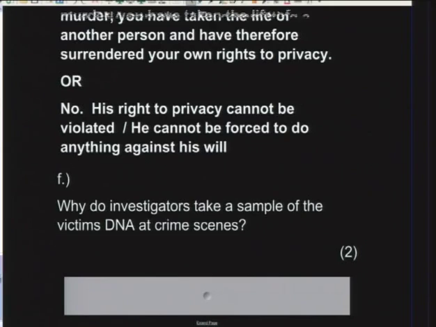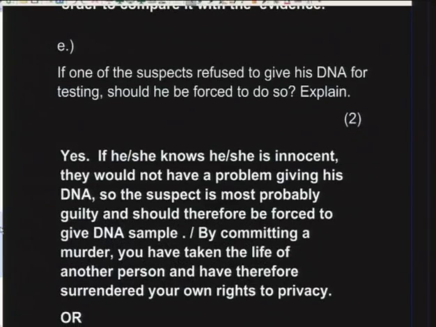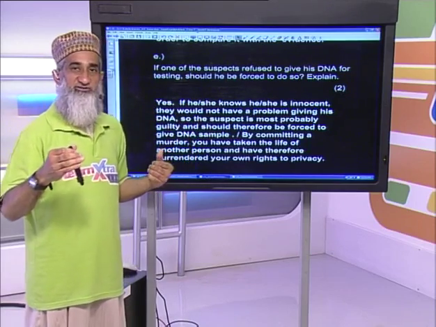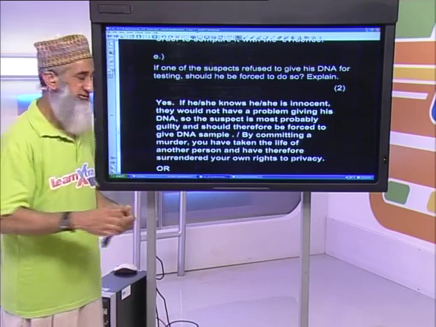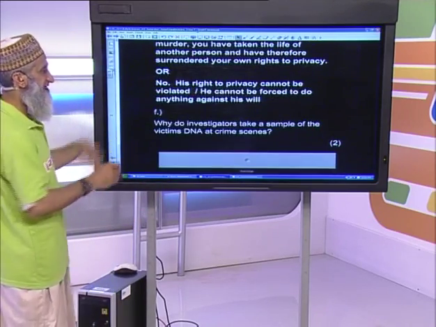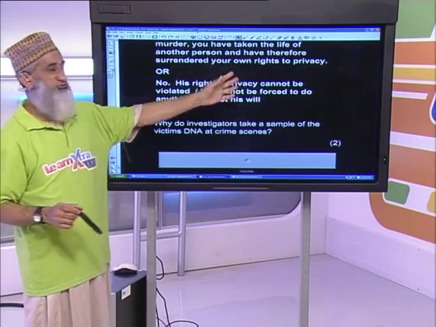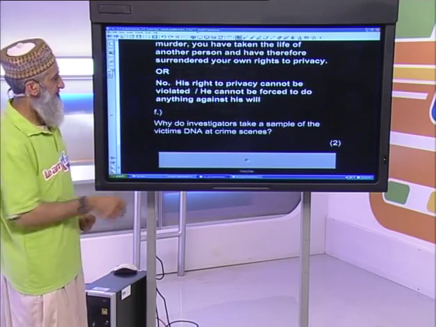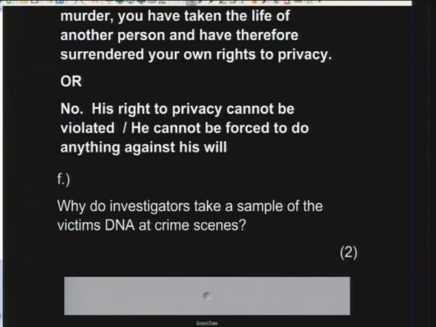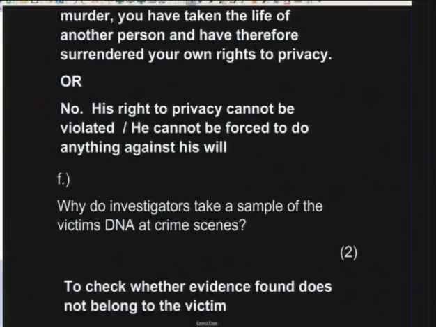The first one, you're saying yes, he must be forced because he must be able to prove his innocence or guilt, and we need to solve this crime. On the other one, we're saying no, he doesn't have to be forced because of his constitutional rights and so on and what have you. Lastly, why do investigators take a sample of the victim's DNA at the crime scene?